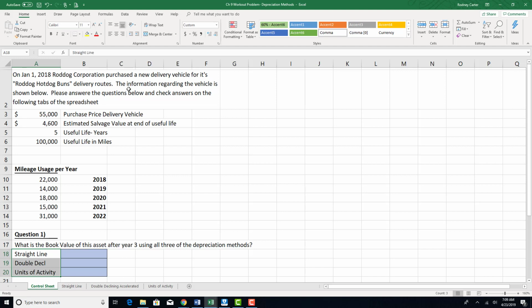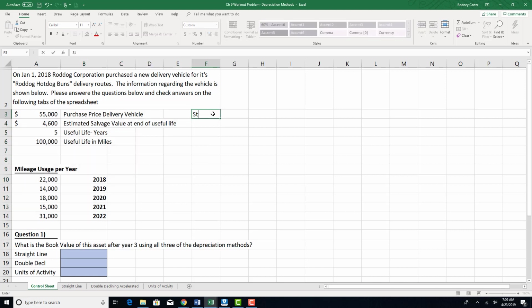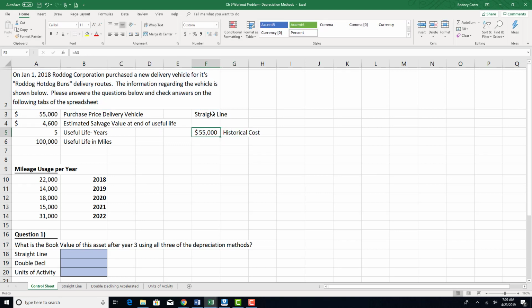We have a scenario where we buy a new vehicle, and we have given data here regarding the asset. Let's focus on straight line. The first thing we're going to do is show the $55,000 purchase price, which we call our historical cost. This is always going to be on our balance sheet for all the methods.